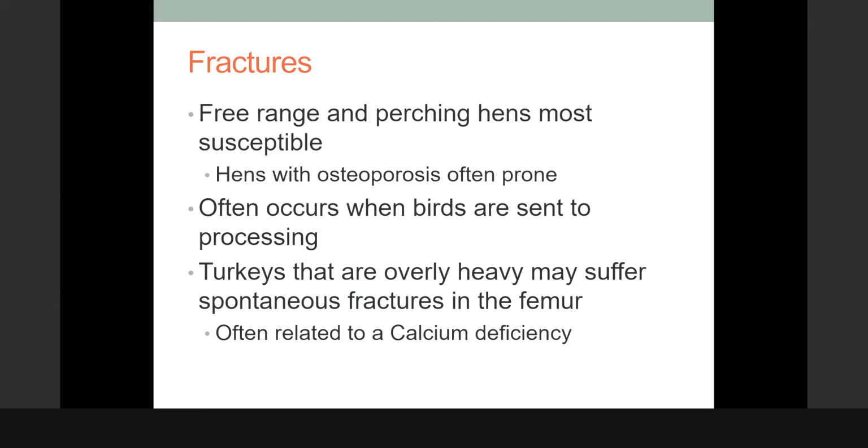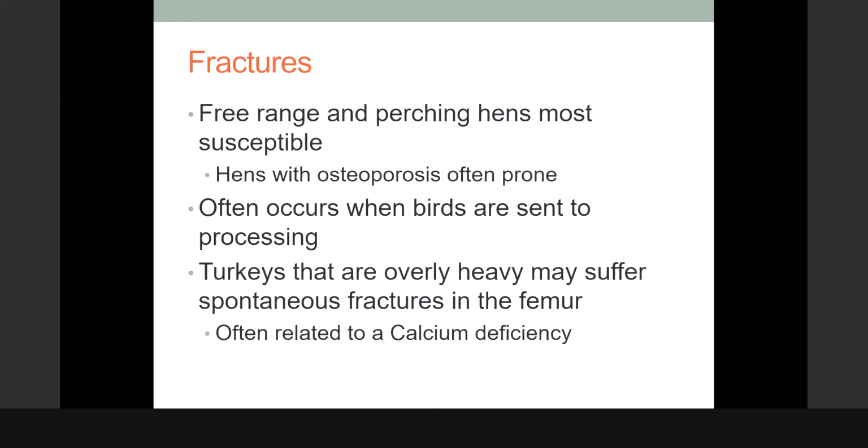Second one is fractures. This is something that you will commonly see in the farm. Okay, usually in free range and perching hens. Hens with osteoporosis are usually prone. Layer chickens are very prone to fractures because during the peak production, they need a lot of calcium. And then when they didn't receive enough calcium from the feed, they have to absorb calcium from the bones. And then they have a high tendency to have fractures.